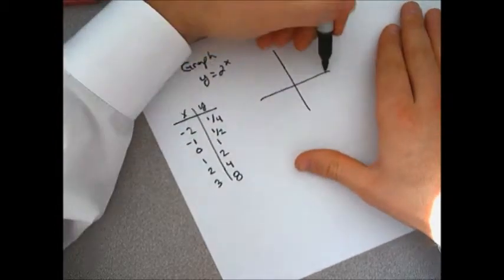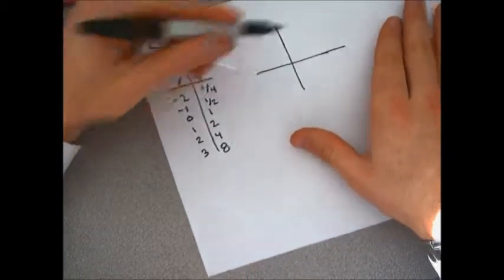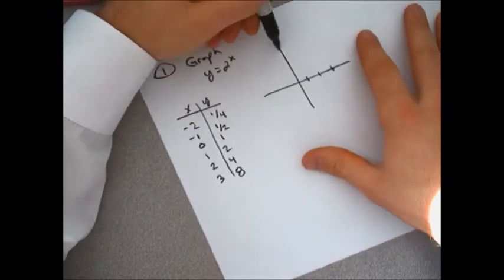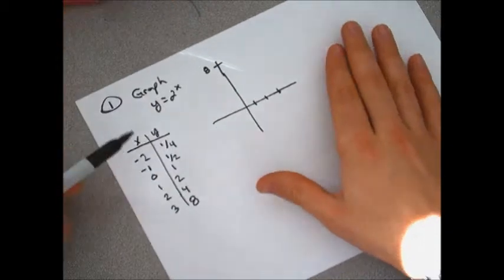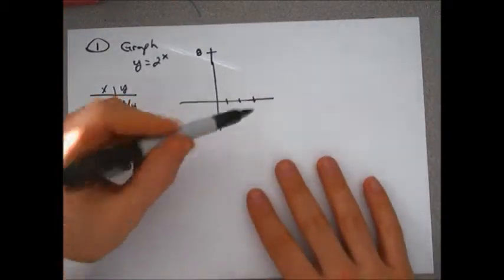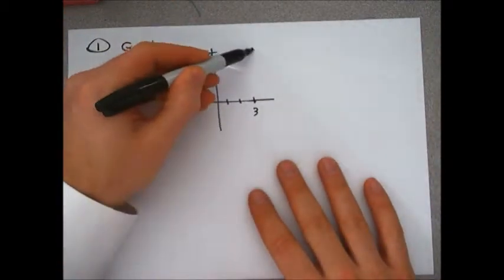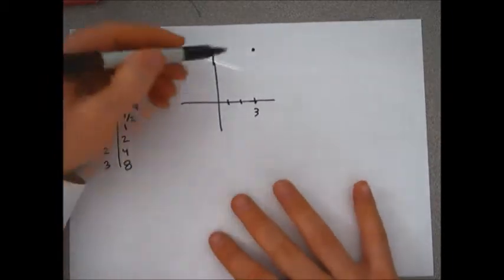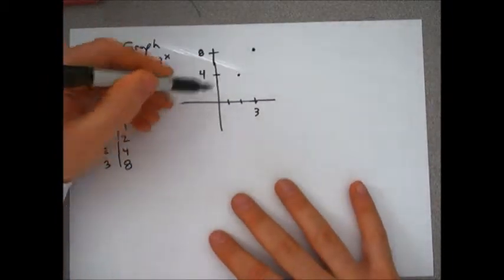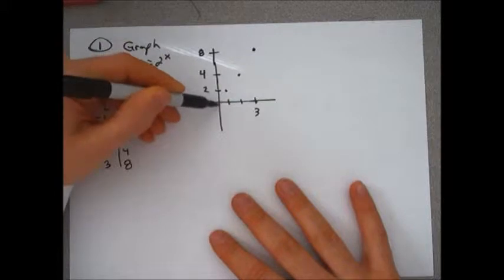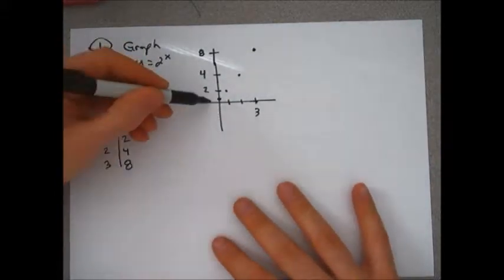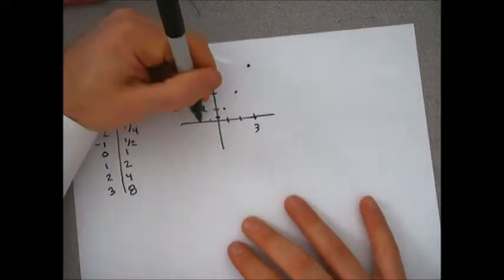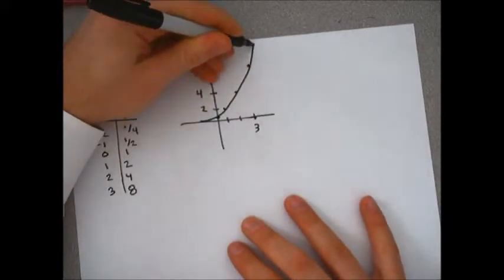When I plot these points on the graph, 3 is with, let's say 8 right here. So this would be 3, 8. 2 is with 4. 1 is with 2. 0 is with 1. Then my negative ones are negative 1, 1/2. So these just keep going closer and closer. And our graph would look like that.